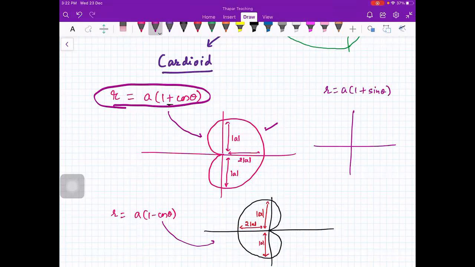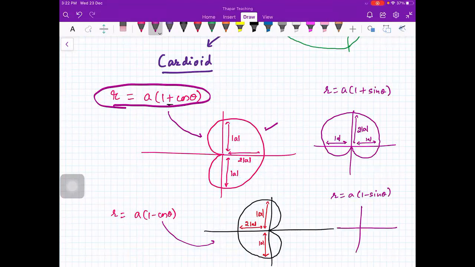So this looks like this. If you have 1 plus cos theta, it is like this. Okay, 1 plus sine theta, sorry. So it is on the positive y-axis. So this is 2 mod A, this is mod A, and this is also mod A. And if you have R is equal to A into 1 minus sine theta, then this is the down cardioid. It is something like this. Okay, everybody please plot these graphs. Then only you will get confidence that you know how to plot. Are we done with these 4 cardioids, beta?